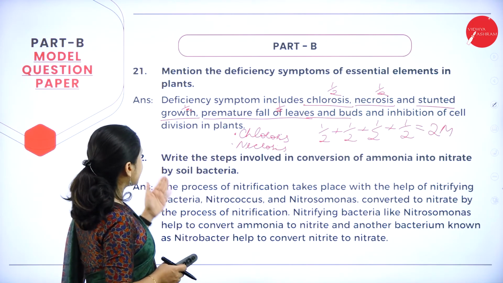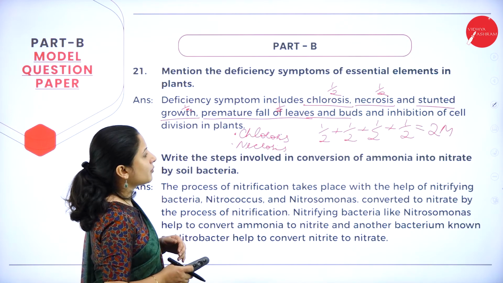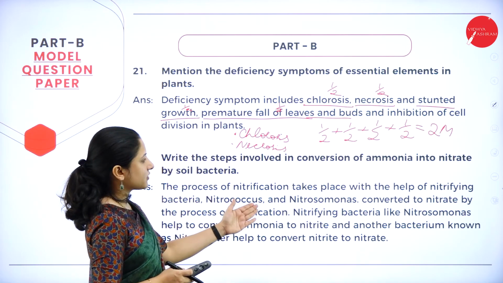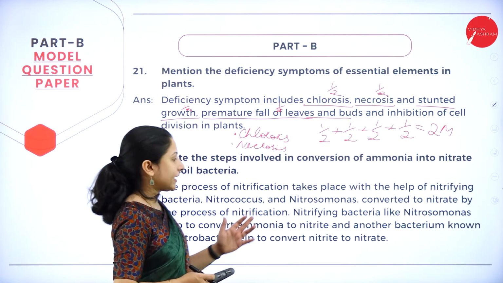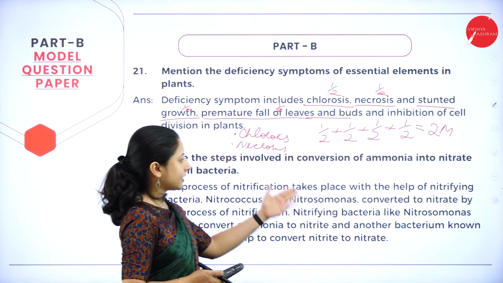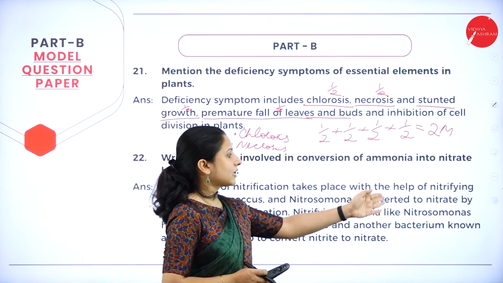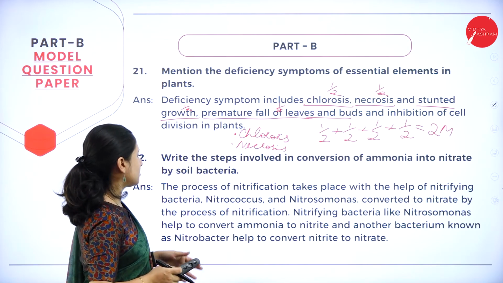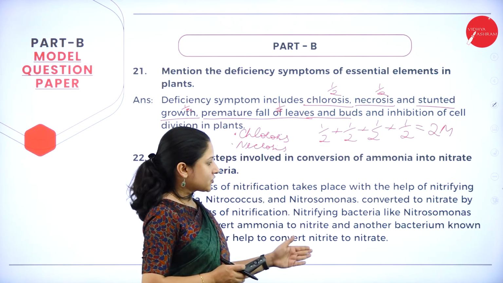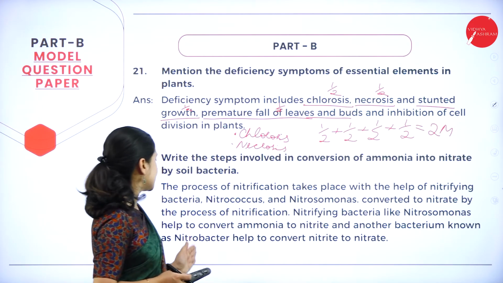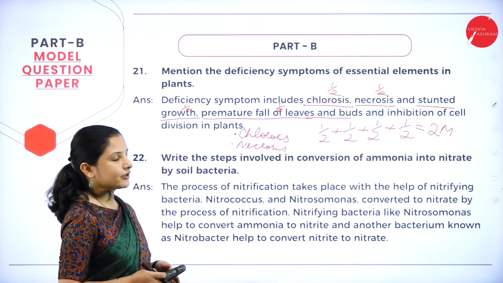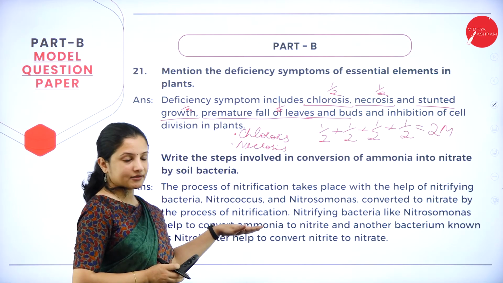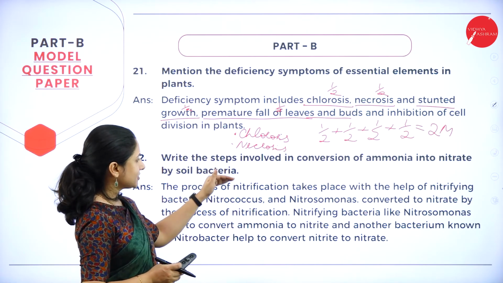Keep that in mind. Next question: write the steps involved in conversion of ammonia into nitrate by soil bacteria. So first here, write about the process of nitrification, which takes place with the help of nitrifying bacteria such as Nitrosomonas and Nitrococcus. Nitrosomonas helps to convert ammonia to nitrite, and there is one more bacterium, known as Nitrobacter, that helps to convert nitrite to nitrate. Either you can first mention the type of bacteria and then write the answer, or you can write it in 2 points. So this is in the form of a paragraph.